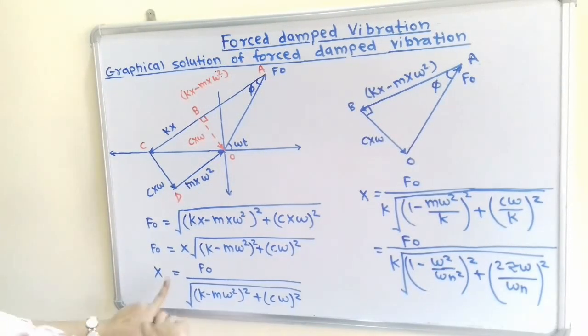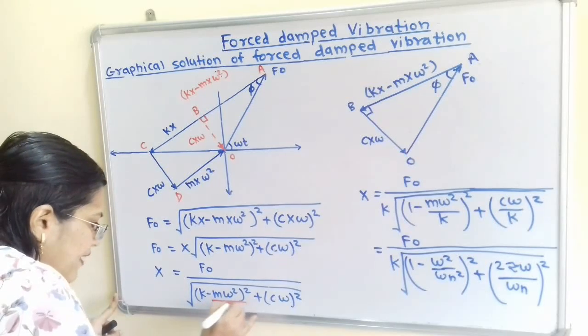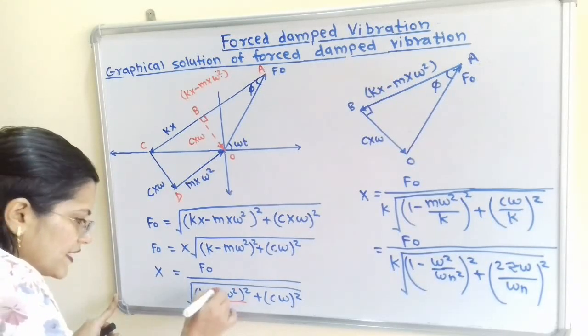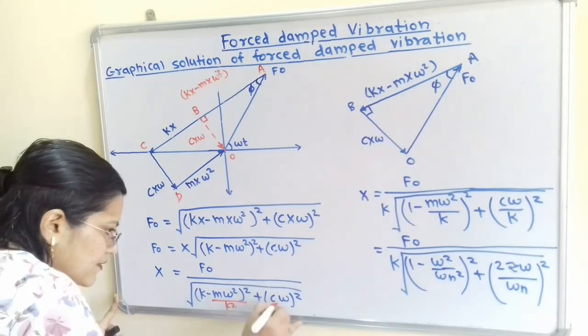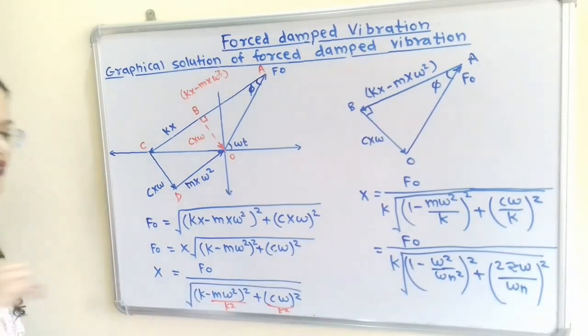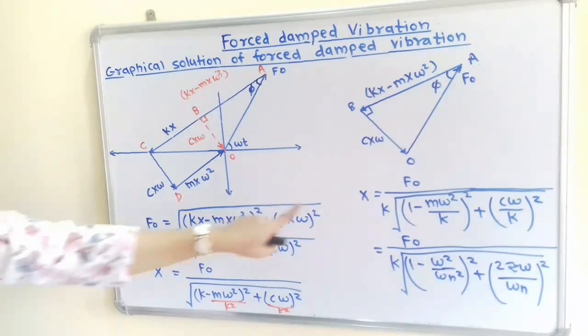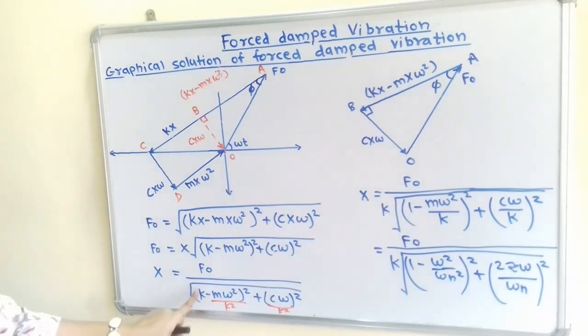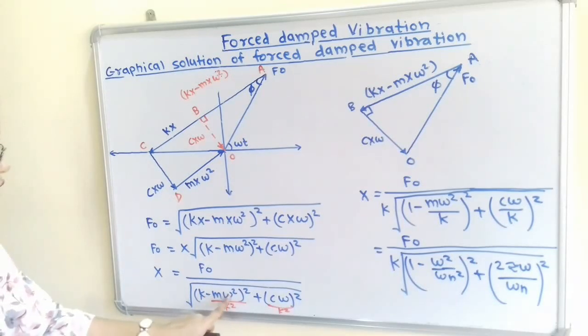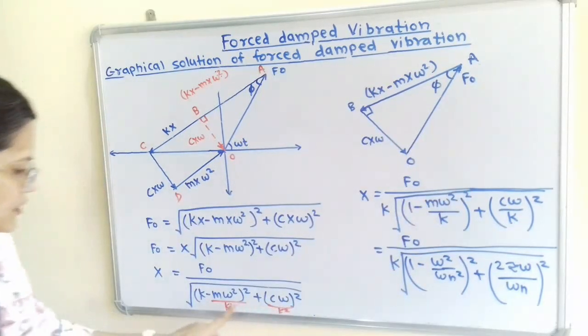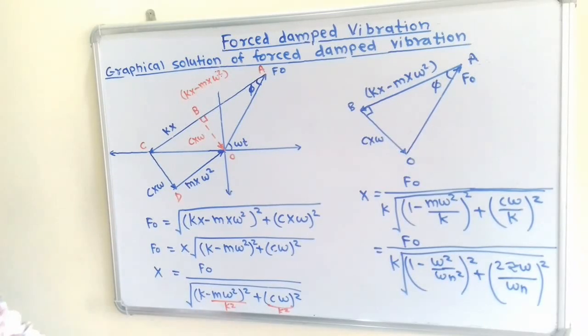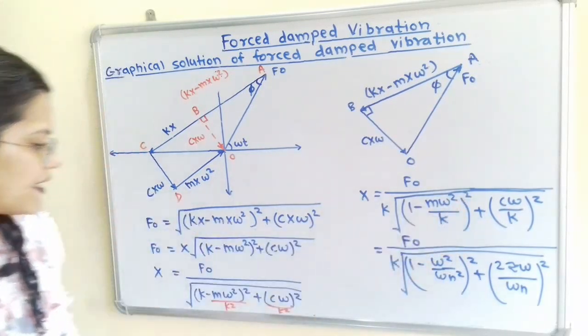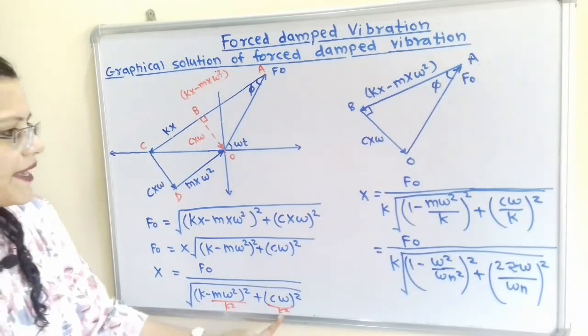So outside the square root we have to write a k, and divided by, for the second term, no k square, so we will divide here with k square, and here also we have to take k square. So how to simplify this? X is equal to F0 divided by k under root of k square by k square, that means it will become 1 minus m omega square by k bracket square, because this is a separate term I have written k square, so we have to give a bracket square, plus c omega by k bracket square.